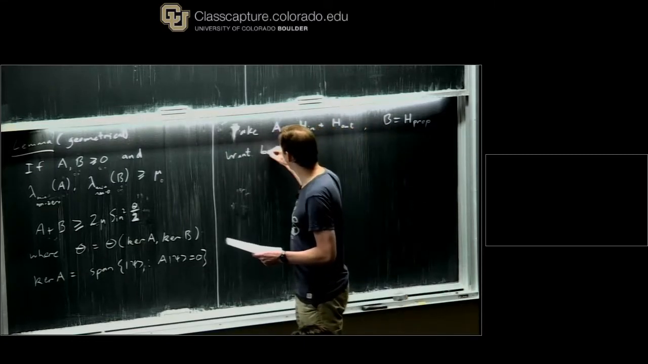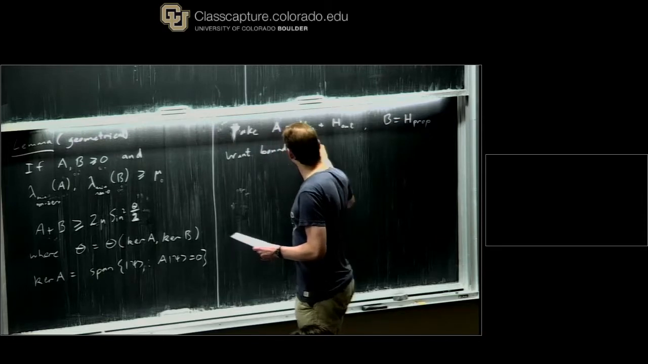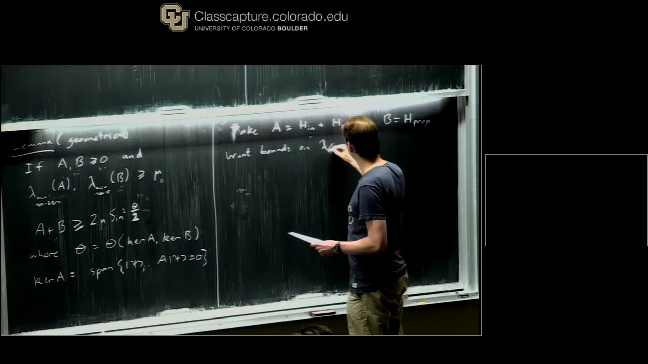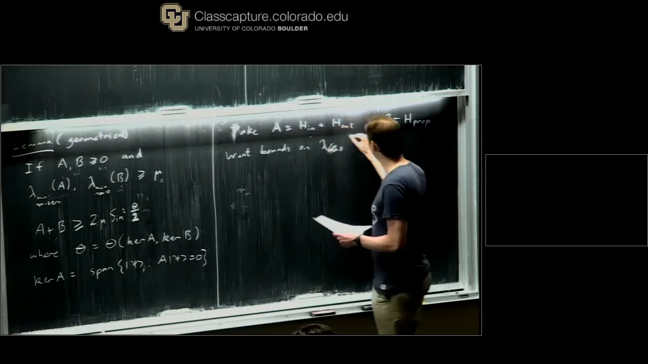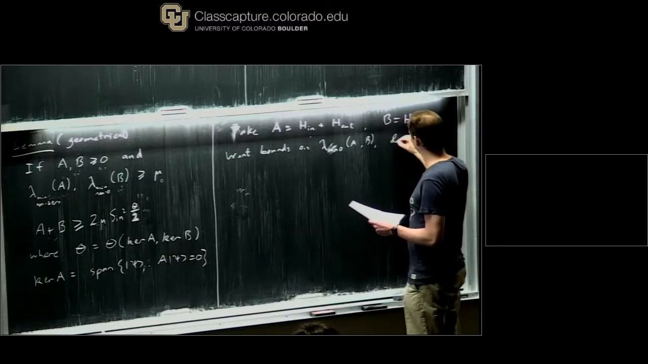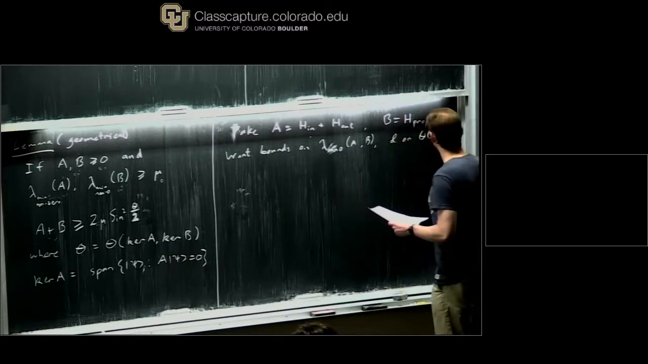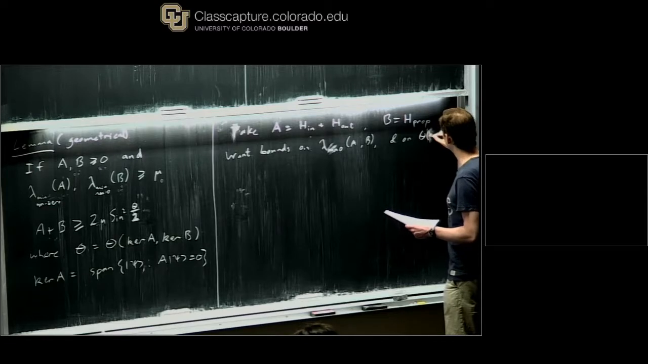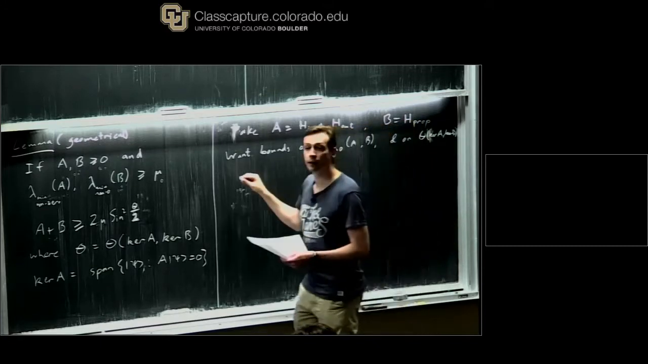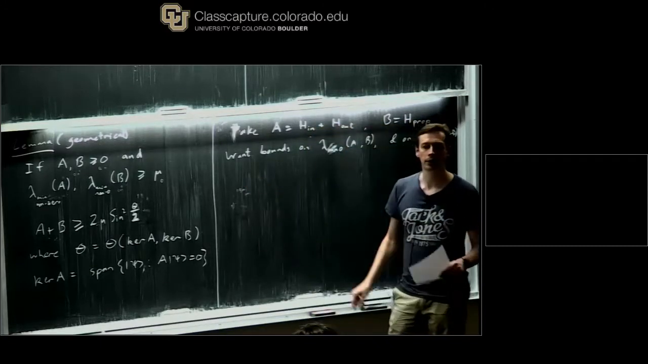One, bounds on lambda minimum non-zero of A and of B, and on theta between the kernels of A and B. So this is what we need in order to be able to apply the geometrical lemma usefully. Yeah. Do we need the value of this mu?